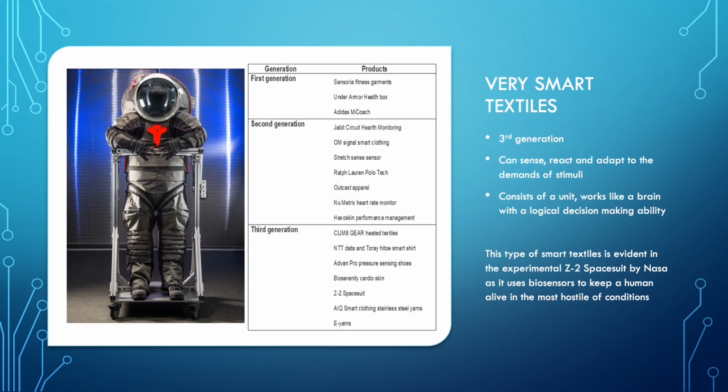Lastly, very smart textiles are more of a futuristic technology. While the other two generations can primarily sense and react, this third generation has the decision-making ability to be able to sense, react, and adapt accordingly to stimuli.